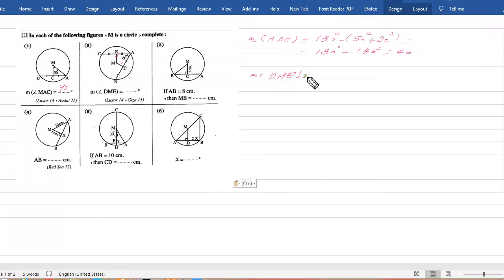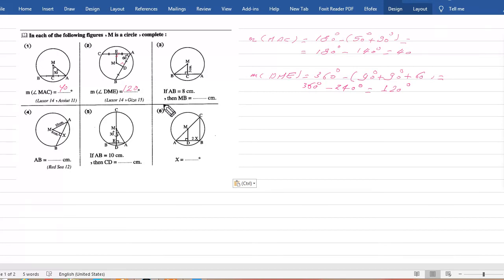So the measure of angle DME equals 360 minus (90 plus 90 plus 60), so it equals 360 minus 90 plus 90 equals 180 plus 60, which is 240 degrees. Subtracting, it becomes 120 degrees. So the measure of angle DME equals 120.